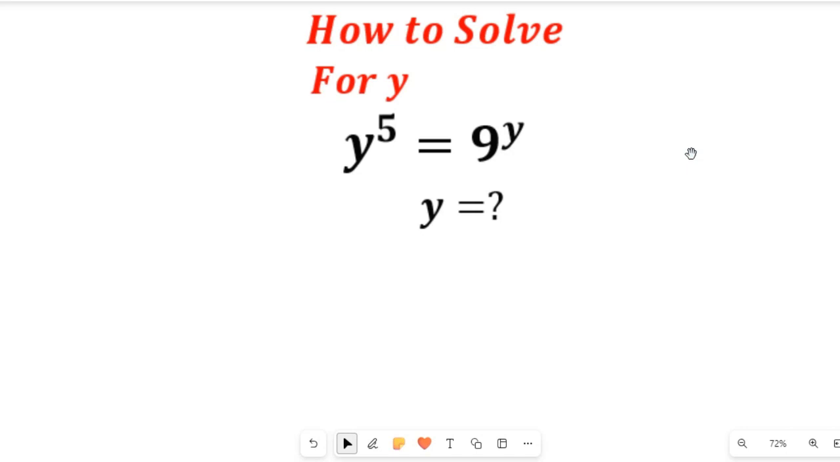In this video, you will learn how to use the Lambert W function in solving this exponential equation: y to the power of 5 equals 9 to the power of y. We are asked to find the value of y.